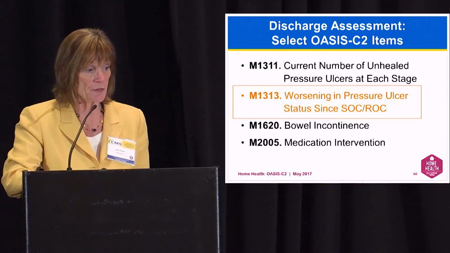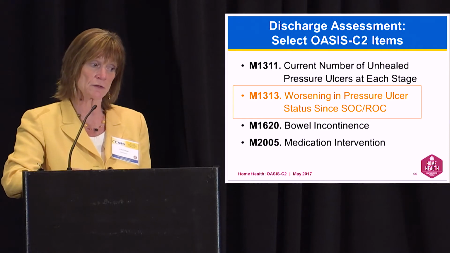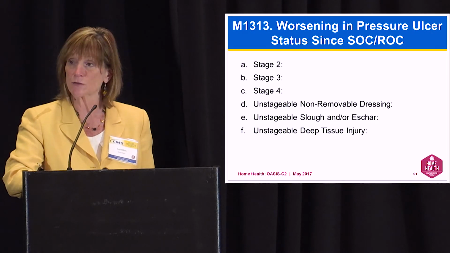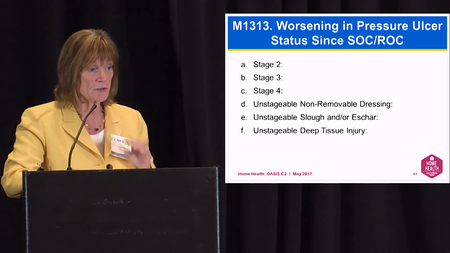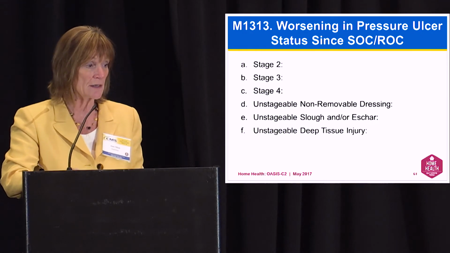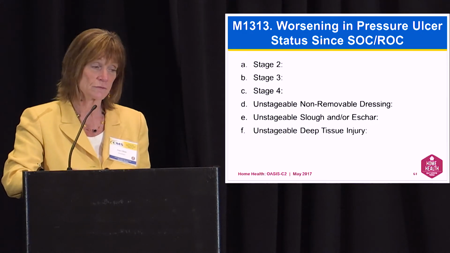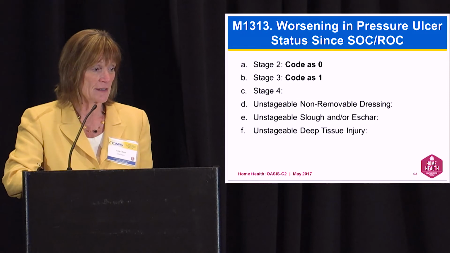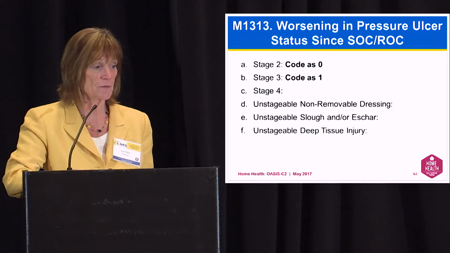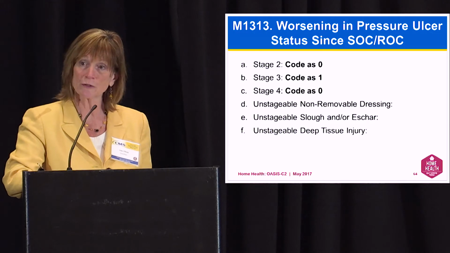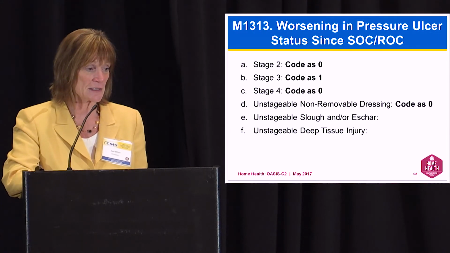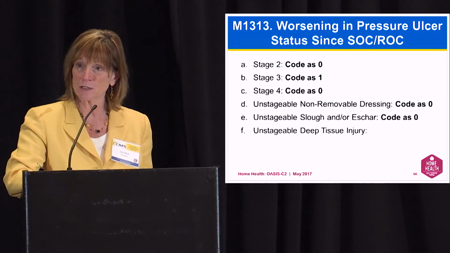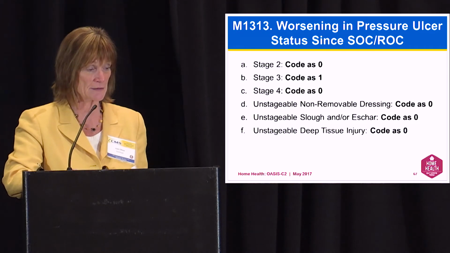So the next item, M1313, the worsening in pressure ulcer status since ROC. So we'll call out the answers for this again as well. So for 1313, worsening in pressure ulcer for Mr. B, for A, stage 2. Great. And for stage 3, correct. For stage 4, 0. For unstageable, non-removable dressing, 0. Unstageable slough or eschar, 0. And unstageable deep tissue injury, 0. Great.